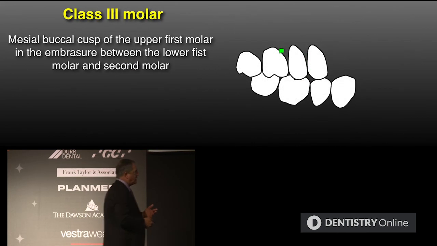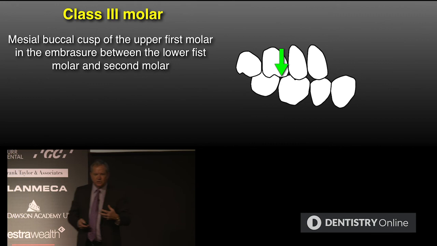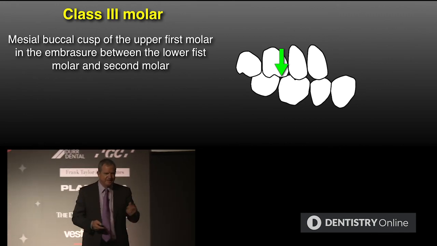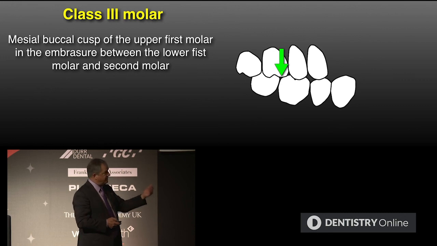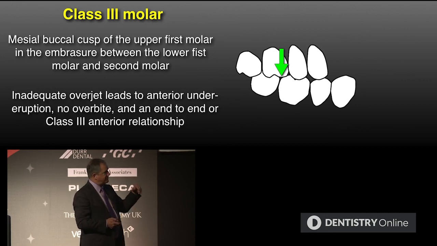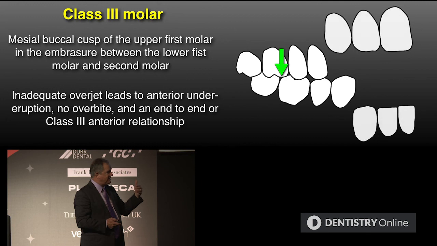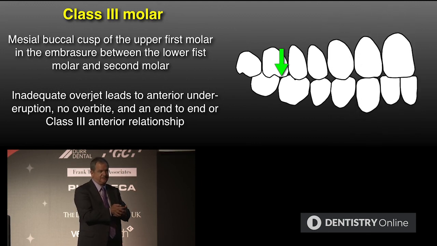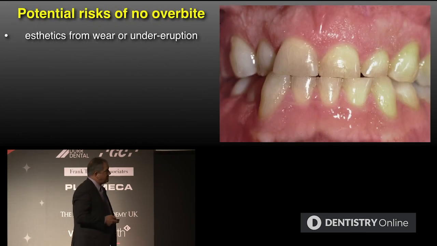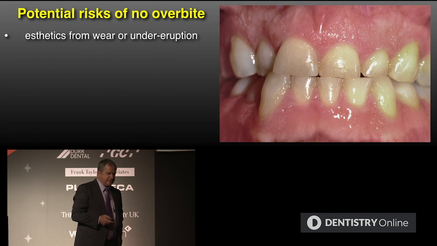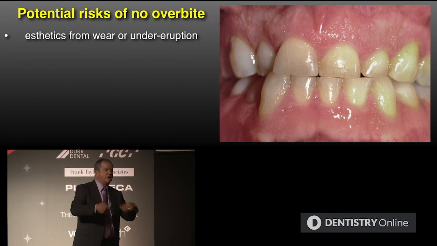Right? Now, what's the challenge of a class 3 molar relationship? There's no overjet in the anterior. And so when you have a class 3 molar relationship, your anterior teeth can't erupt correctly. They're going to erupt end to end or full class 3. So what's the problem of just leaving him like this and restoring the teeth? What's the problems of an end-to-end occlusion?